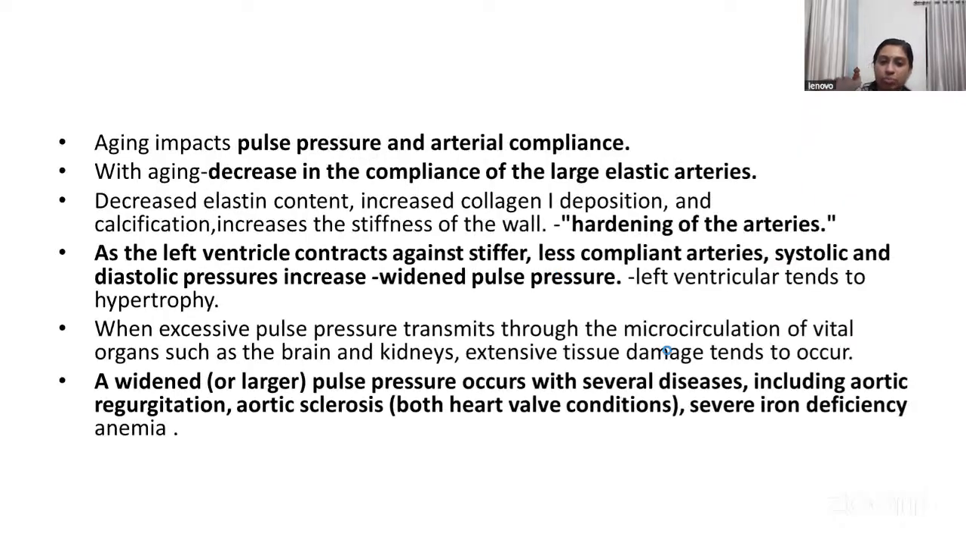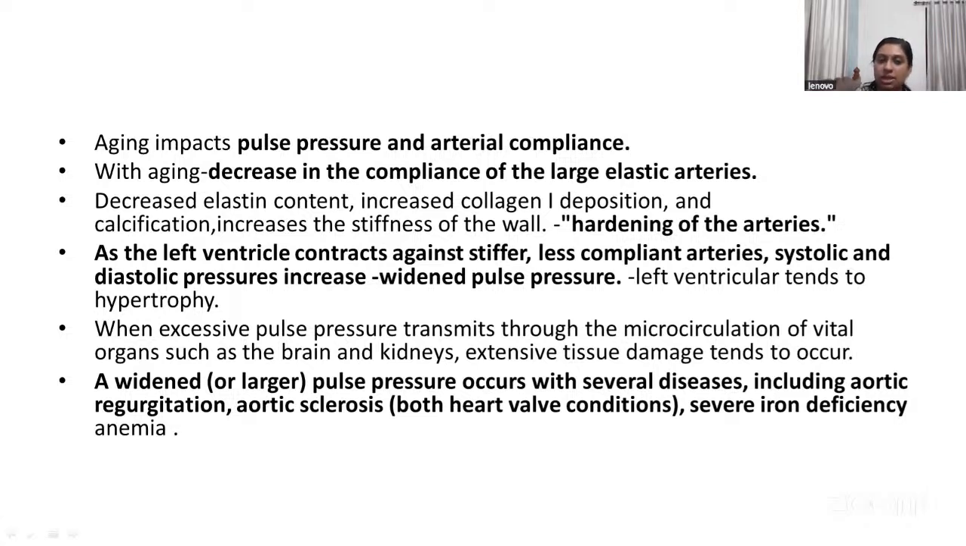So, aging impacts the pulse pressure and arterial compliance. With aging, there is a decrease in the compliance of the large elastic arteries due to the loss of elastin. Elasticity is lost for the arteries. There is decreased elastin content, increased collagen deposition and calcification. This will lead to stiffness of the wall, so it will lead to hardening of the arteries. The pressure the ventricle has to exert to pump through these vessels is increased, and the left ventricle contracts against stiffer, less compliant arteries. Systolic and diastolic pressure increase. That's the cause of widened pulse pressure.